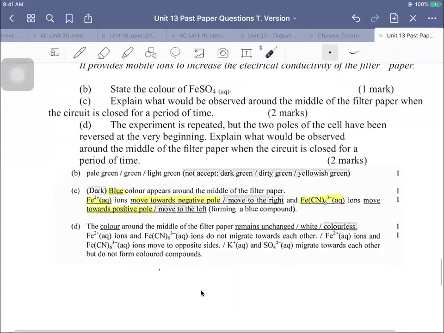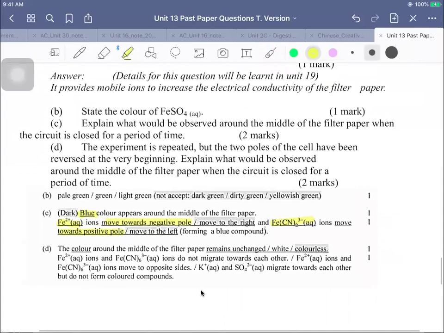So you need to state your observation: it remains unchanged or still colorless. And you need to mention this time it will be these two that migrate toward each other. Okay? And they are both colorless ions and will not form any precipitate. So no observable change. Okay?